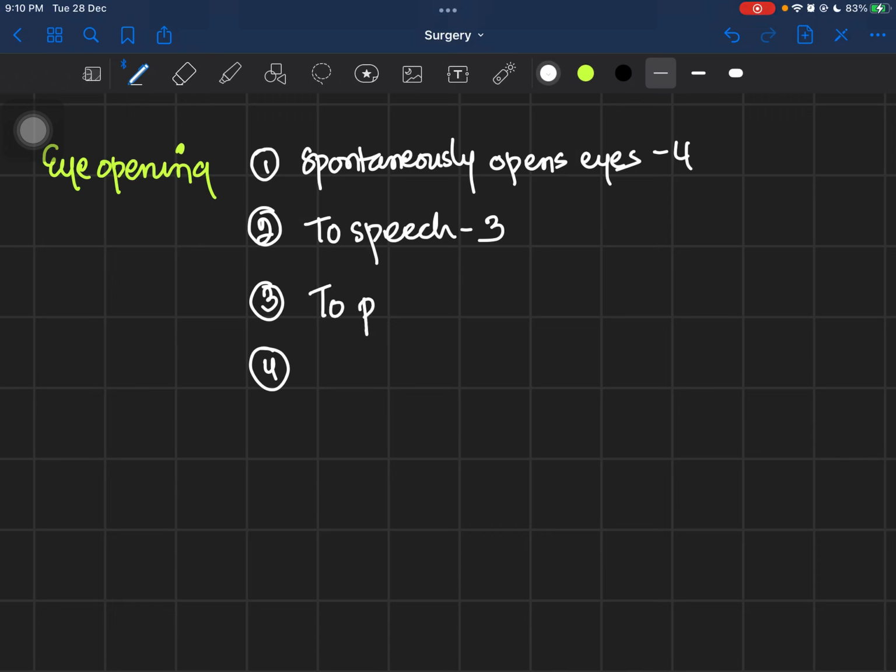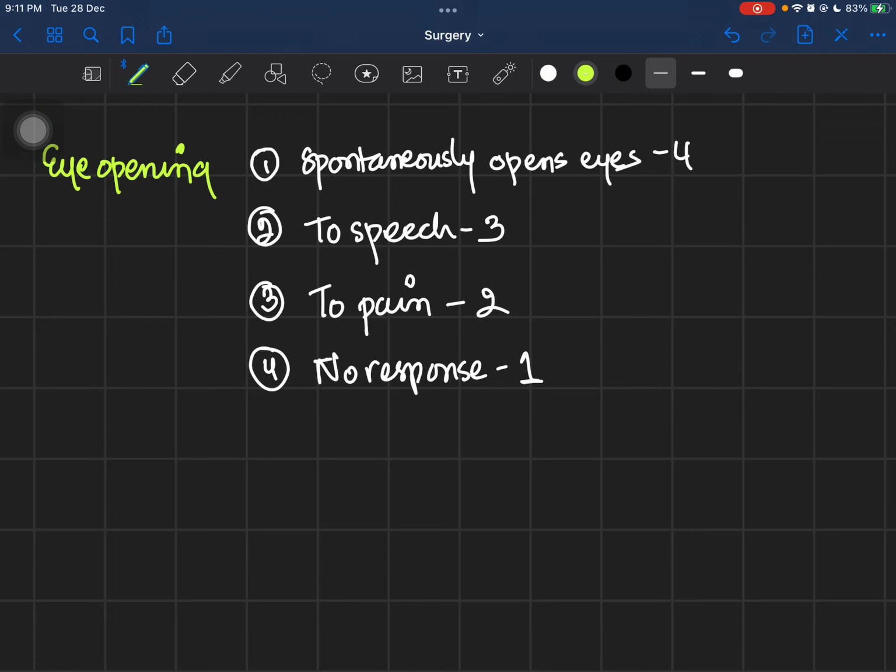So if the patient is responding to pain, opening the eyes to pain, then you give them a score of 2. Now if despite applying a painful stimulus to this patient, the patient is not opening his or her eyes, if there is no response, then you'll give them a score of 1. As you can see, the minimum score in eye opening is 1 and the maximum score in eye opening is 4.